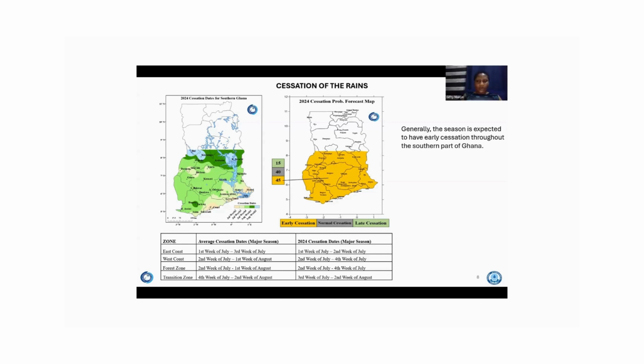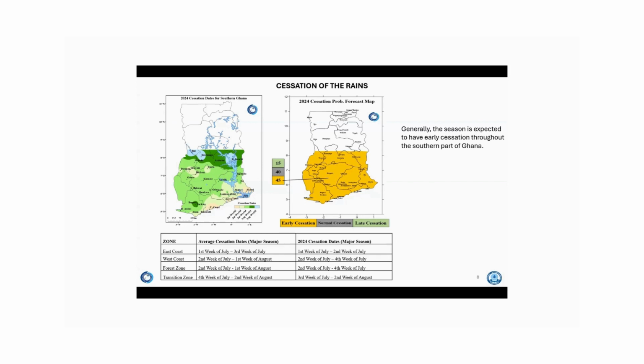So that is the summary. The rains will start late, later than the date we normally envisage. However, it's likely going to end early. So what it implies is that we are going to have a shorter growing season. The growing period for the crops is going to be shorter.